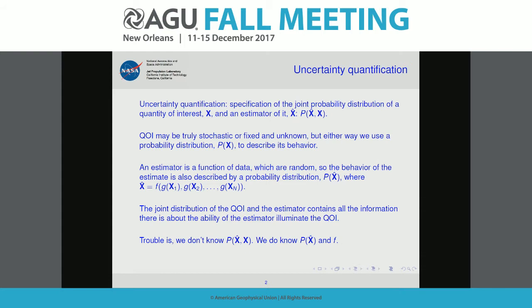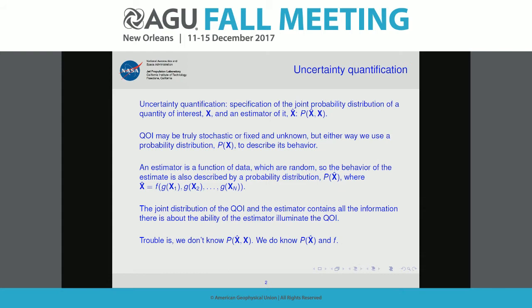What you're observing is g of x, which would be a radiance, because nature converts those true states into the radiances that we see. And then our estimate is some complicated, or maybe not so complicated, function of those things that we see. That's the f.